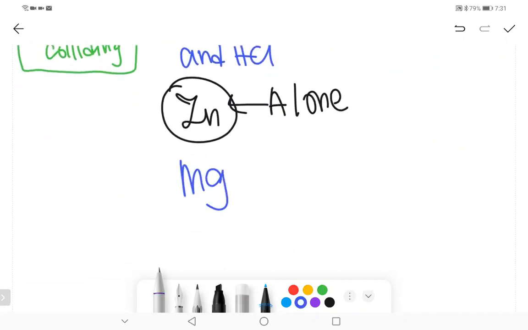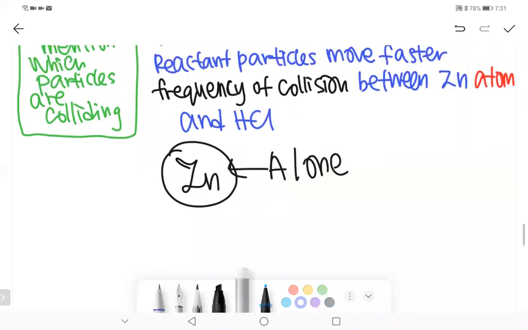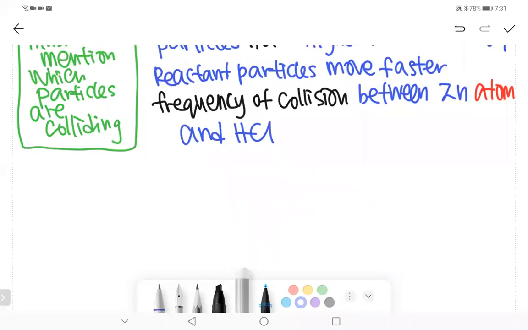Example, magnesium comes alone, it does not combine with anything: magnesium atom. Al, aluminium, is the same thing. Aluminium comes alone, it's an atom. So make sure you put the word atom. Anything that comes alone is an atom. If you only write zinc without atom, they can penalize you.